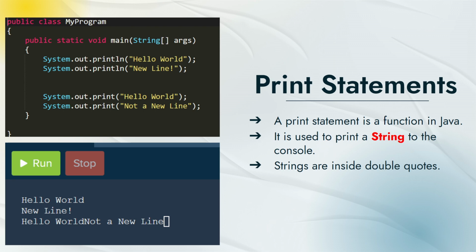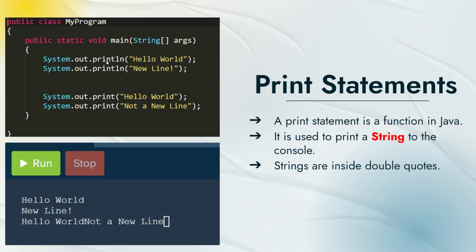So let's look at print statements. A print statement is a function in Java. It is used to print a string to the console. The console is where your code's output appears. So let's say you're writing all your code in the main method, as you can see here. Once you run it, you would expect to see it somewhere, and you see it in the console. For this course anyway, that is where your output will be. So if you were to run something in the main method, it would show up in the console as your output.